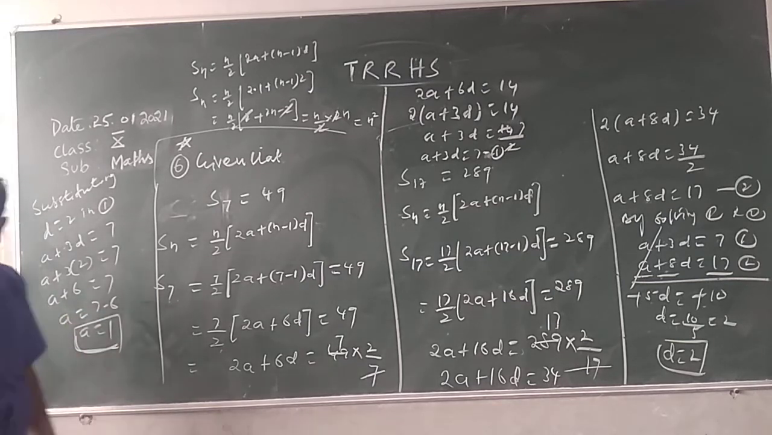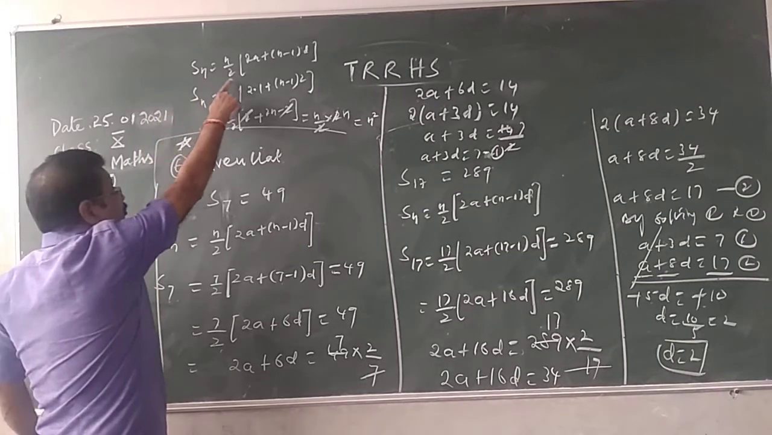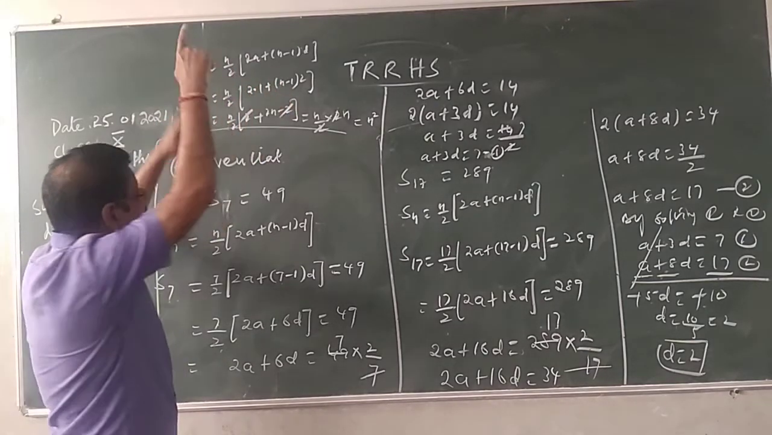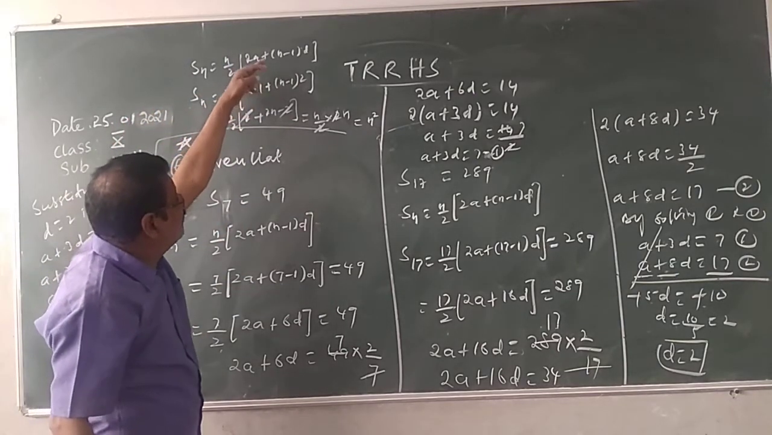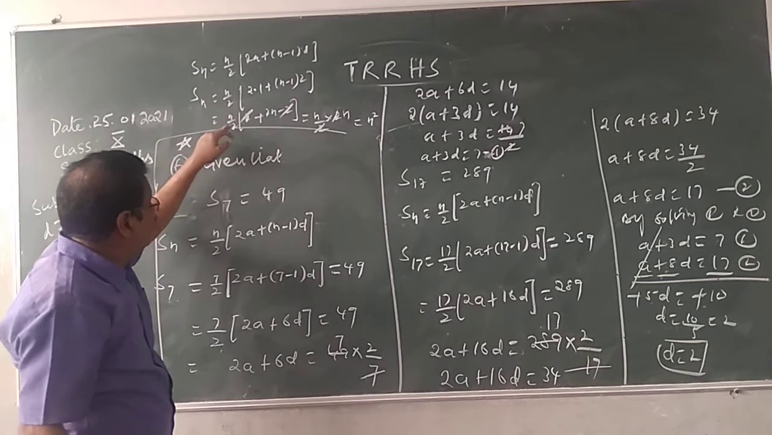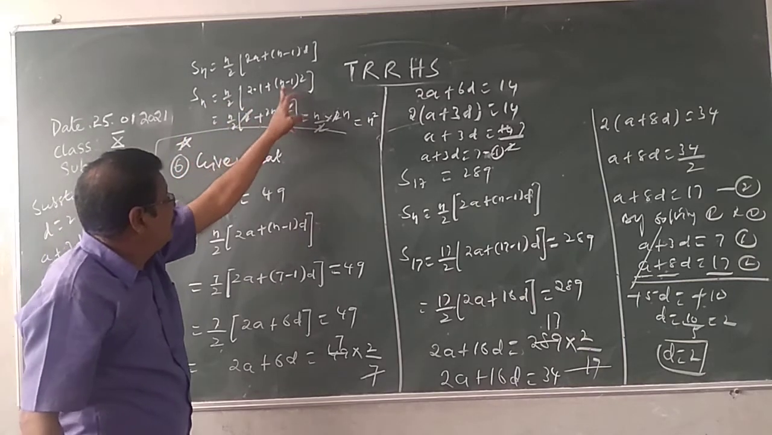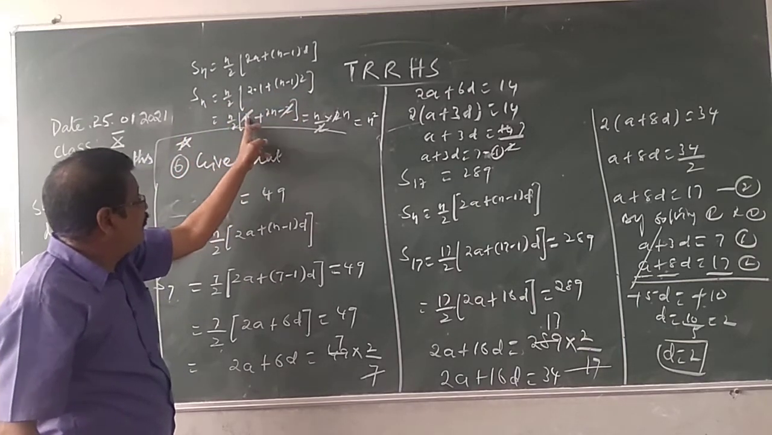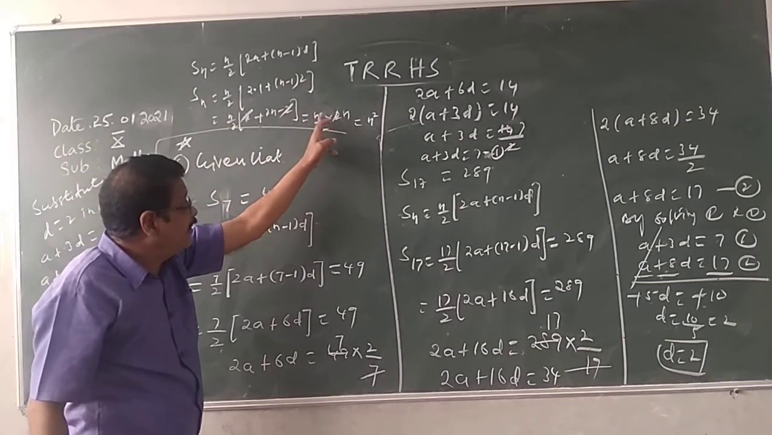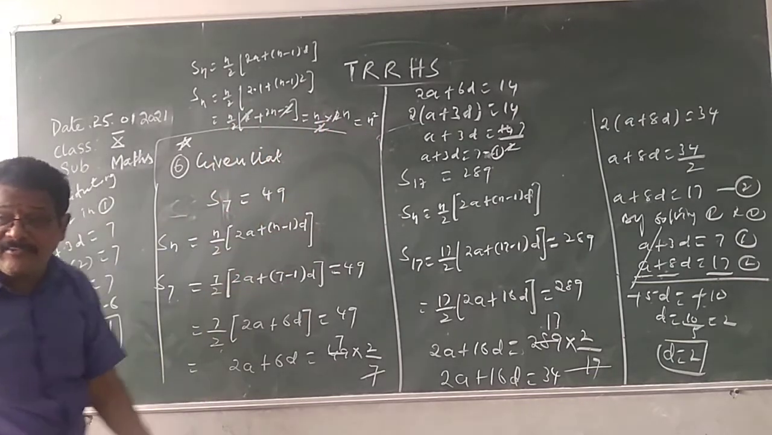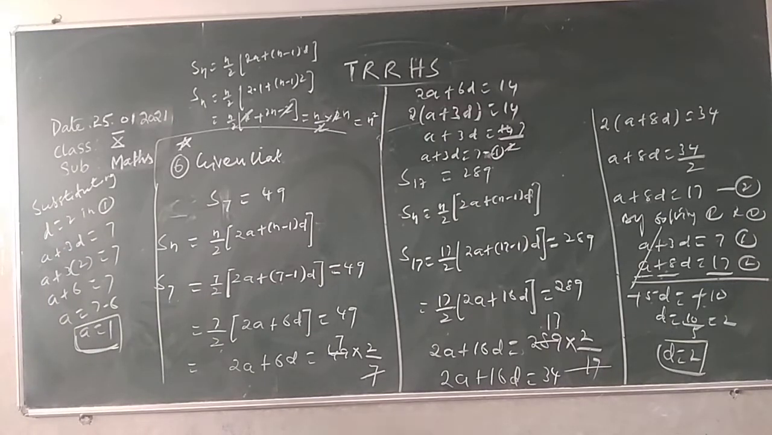In the question, what did they ask here? Find the sum of the n terms. The sum of n terms formula is Sn is equal to n by 2 into 2a plus n minus 1 into d. Sn is equal to n by 2 into 2 into a value 1 plus n minus 1 into d value 2. N by 2 into 2 plus 2n minus 2, which is 2n. The 2s cancel, so n into n, n square. The sum of the n terms is n square. This is the problem. I hope you clearly understood that.